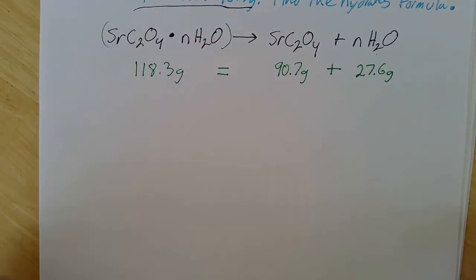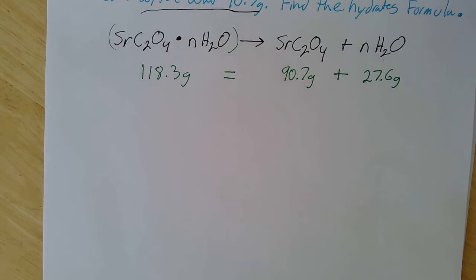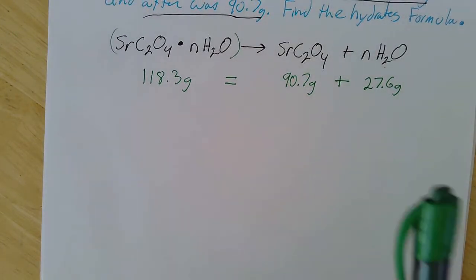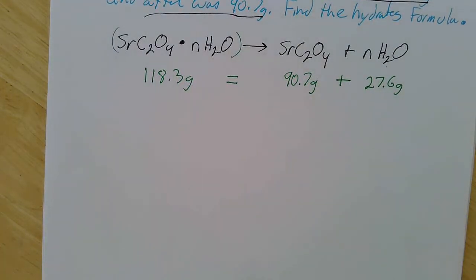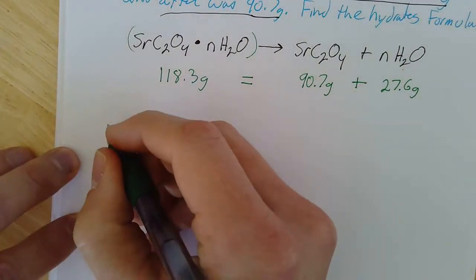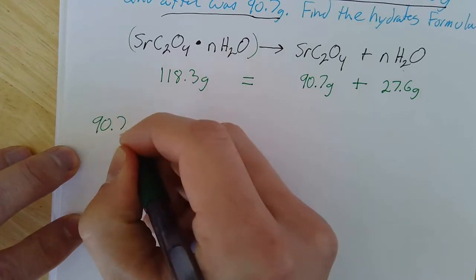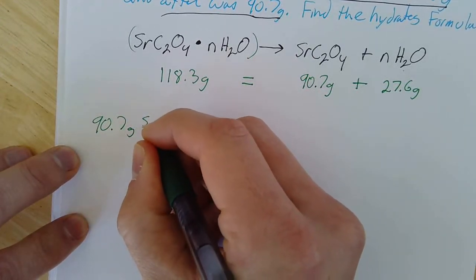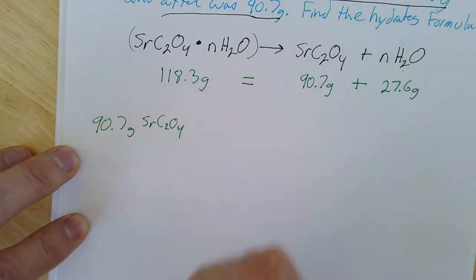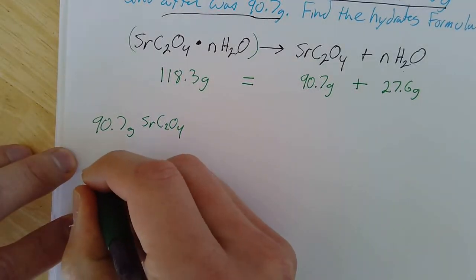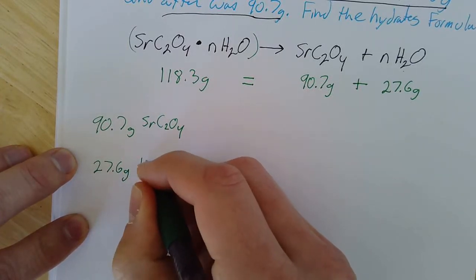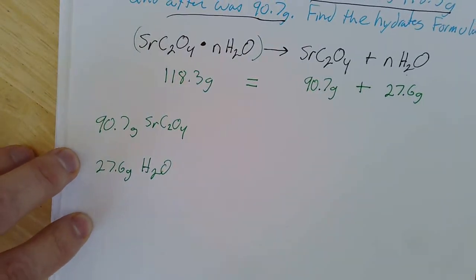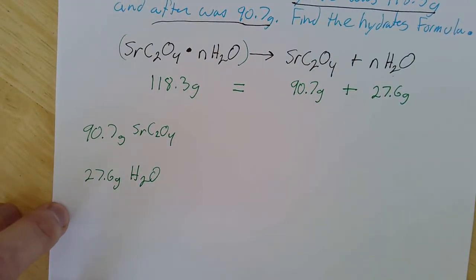So what we need to do is, just like our empirical formula problems, we need to figure out how many moles of that and how many moles of that we have, so we can compare them, so we can find this unknown n. All right, so the way we're going to do that is we're going to start with what we know. We know that we have 90.7 grams of SrC2O4, okay, and we have 27.6 grams of H2O. Right? We're not really caring about the n yet. We're going to figure that out in this problem as we go. So that's what we know.